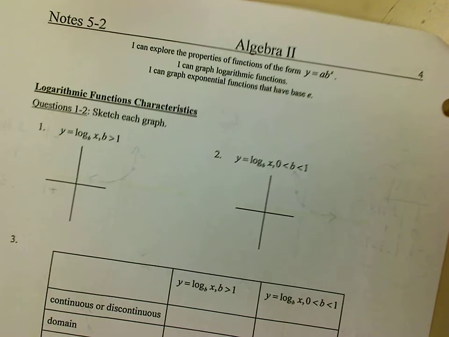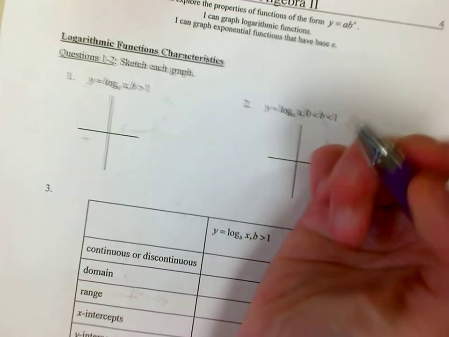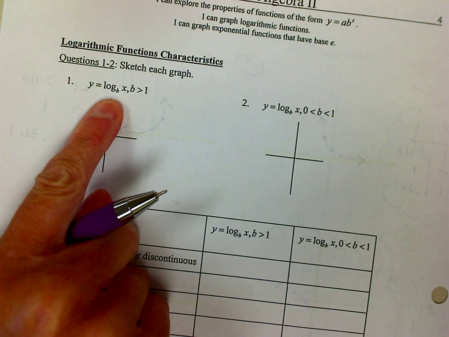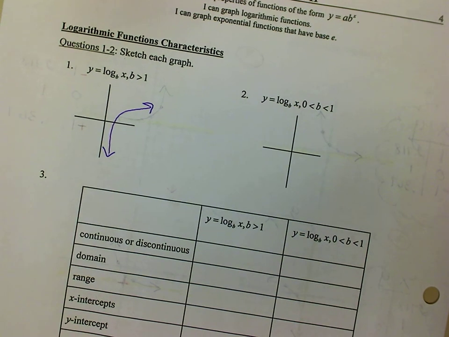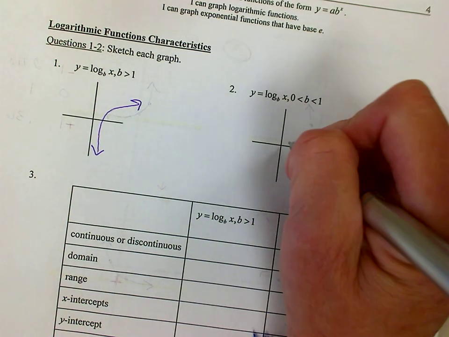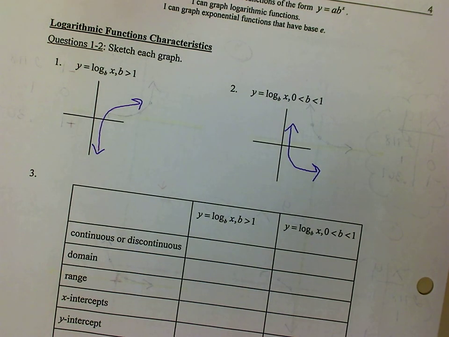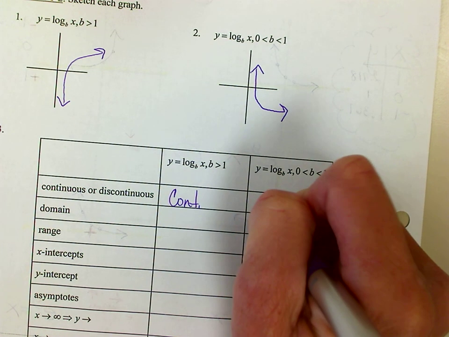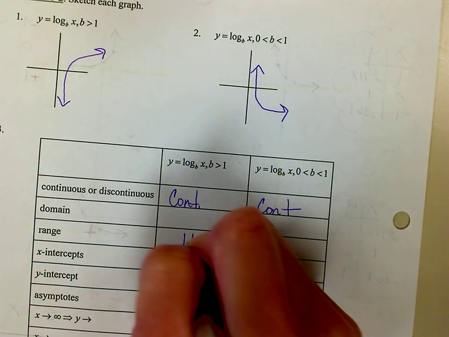All right, last page here. So now we're gonna just do some characteristics. So this would be if my base was greater than 1, so it would be log growth, and this would be log decay. So I can't cross the y-axis on these. Well, they're both continuous. I don't have any breaks in my graph. The range for both of these is all real.